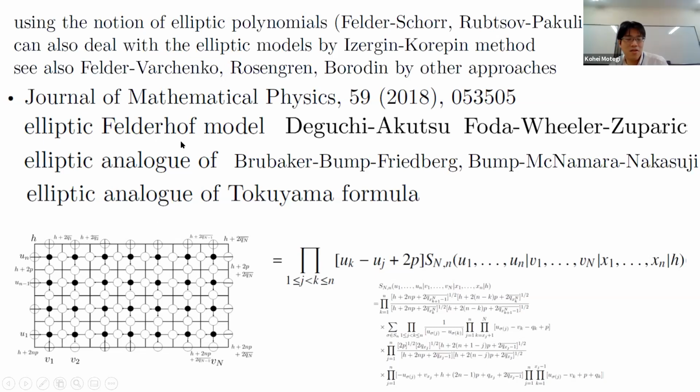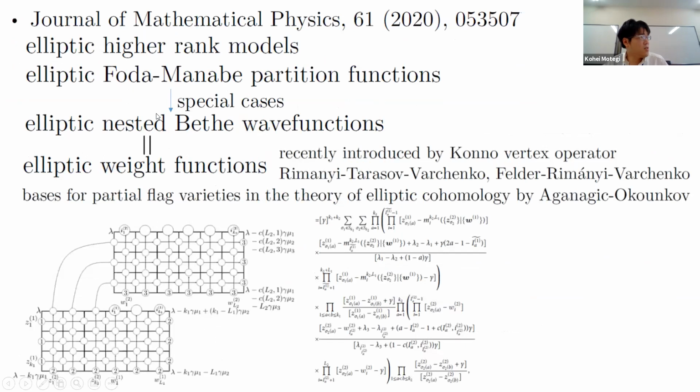Also, finally, I would also like to remark that you can apply the Izergin-Korepin analysis to elliptic higher rank models, and you can show it's related to the elliptic weight functions recently introduced by my colleague Konno and also by Rimanyi, Tarasov, Varchenko, and Felder, which corresponds to some kind of basis in the theory of elliptic cohomology.